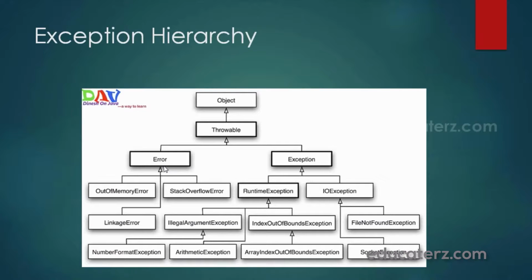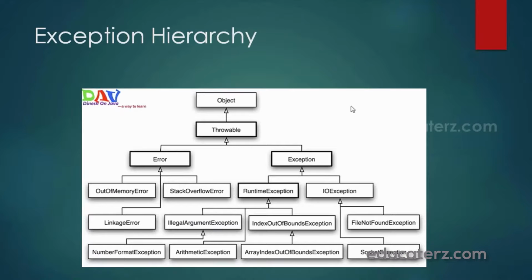So if I say what is the difference between error and exception? Error is something which are not caused by our program, and these are due to some lack of system resources like memory, out of memory error and stack overflow and so on, which are non-recoverable. Whereas exception mostly caused by our program, and these are recoverable. So throwable is the superclass of all the exceptions.